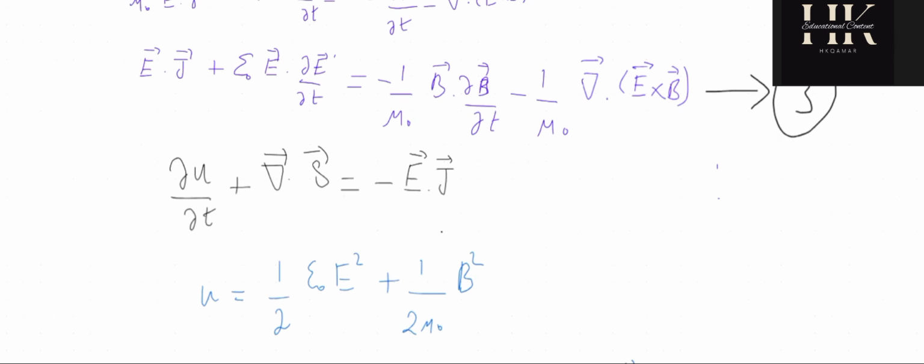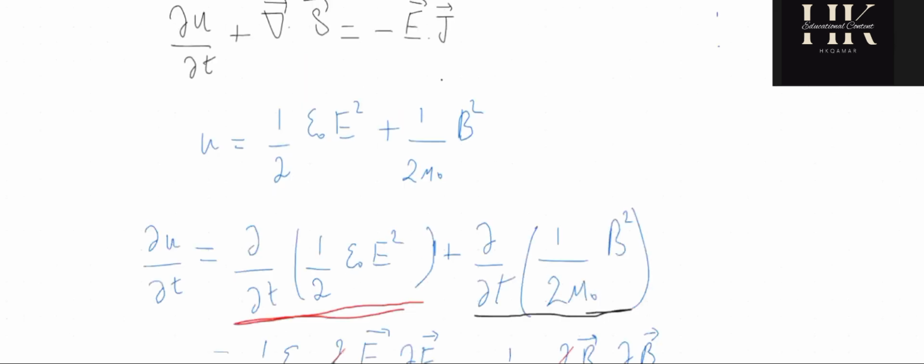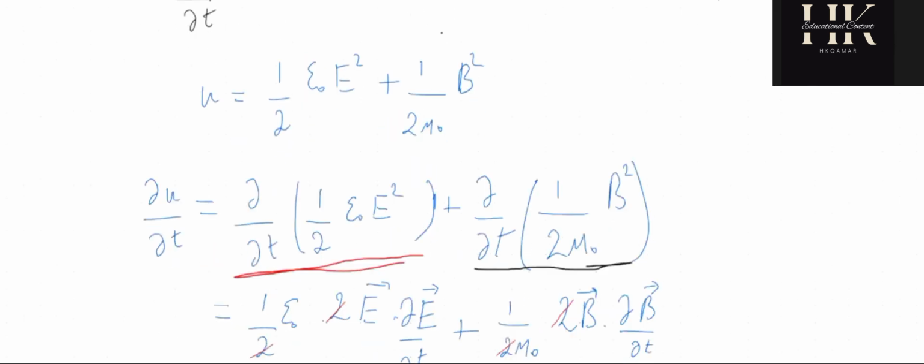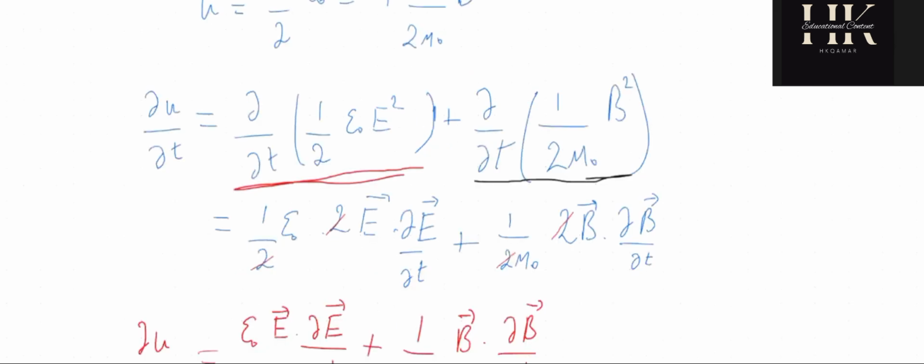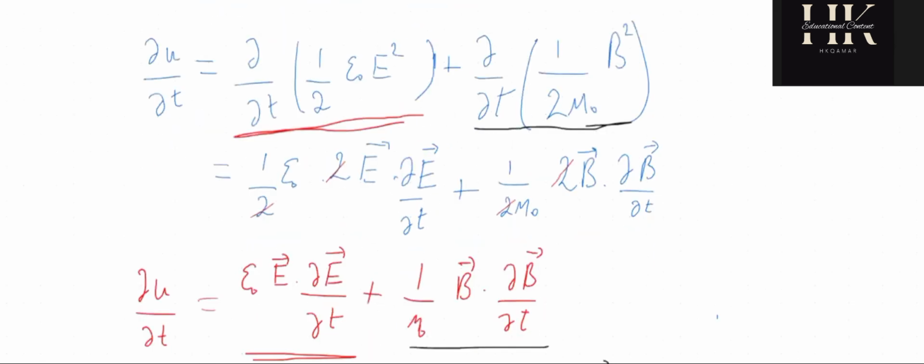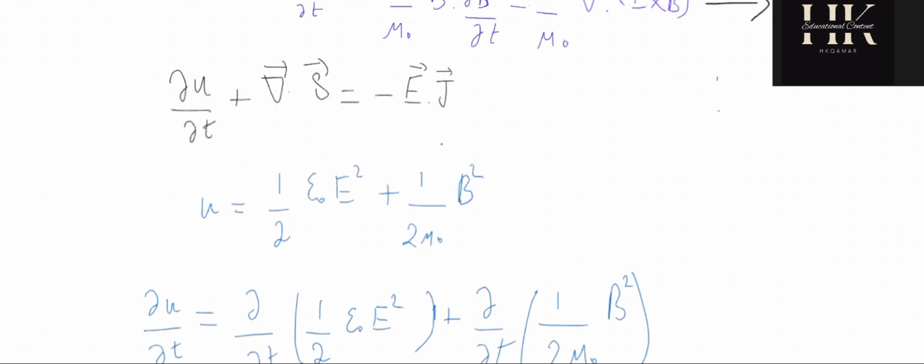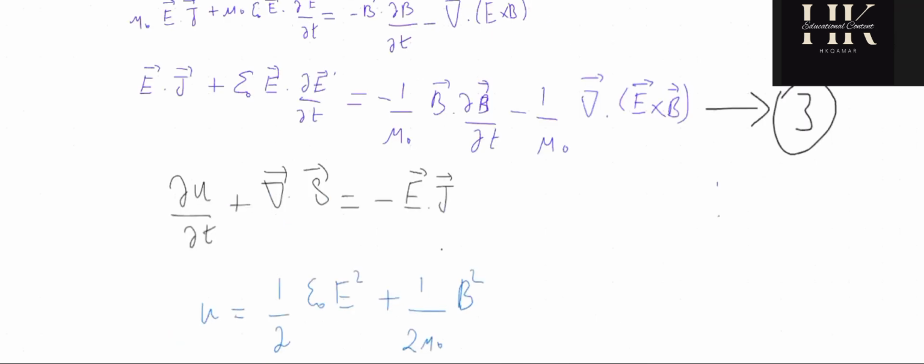So we will take the time derivative of this equation. And by doing that, we get epsilon naught E dot curly E by curly T plus 1 by mu naught B dot curly B by curly T. So we will put this value into equation number 3. Let's rewrite this equation as follows.